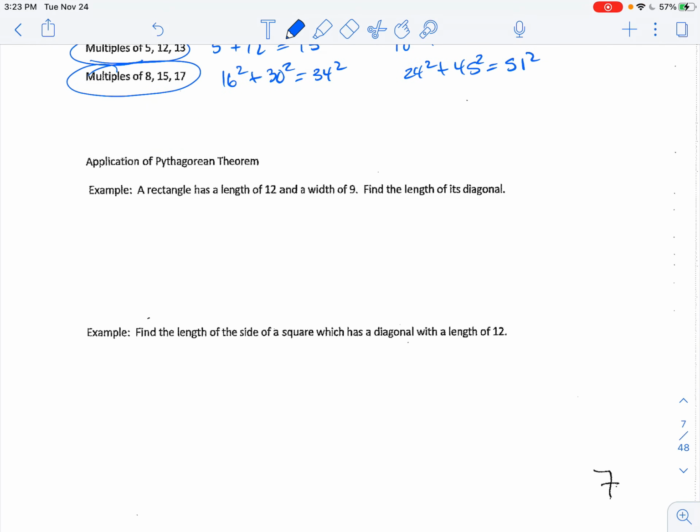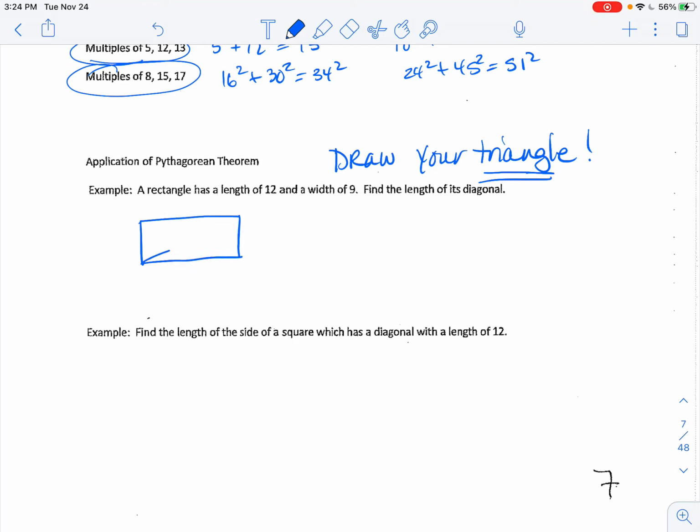Let's take a look at some word problems now. We have a rectangle has a length of 12 and a width of 9. Find the length of its diagonal. Always, always draw your triangle. Always. Well, in this case, draw your figure, because we actually have a rectangle here, but we're about to get a triangle. The rectangle has a length of 12 and a width of 9. Find the length of its diagonal.